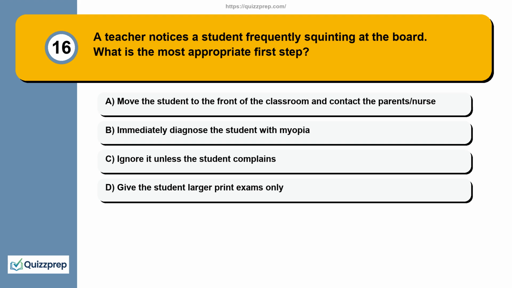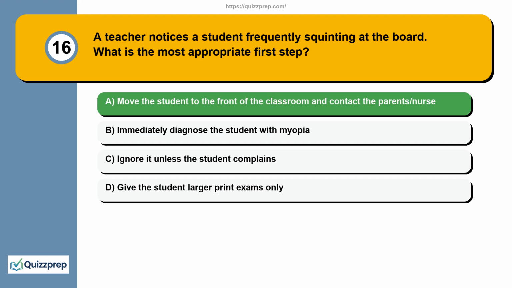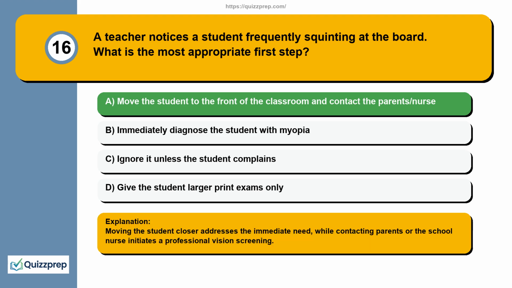The correct answer is option A. Move the student to the front of the classroom and contact the parents or nurse. Explanation. Moving the student closer addresses the immediate need, while contacting parents or the school nurse initiates a professional vision screening.